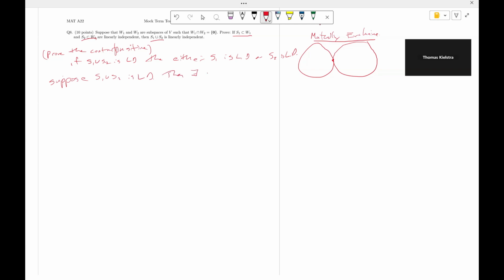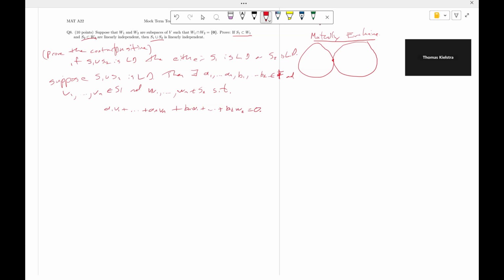Then there exist A1 through An, B1 through Bk in F, and v1 through vn in S1, and w1 through wk in S2, such that A1 v1 plus ... plus An vn plus B1 w1 plus ... plus Bk wk equals 0.